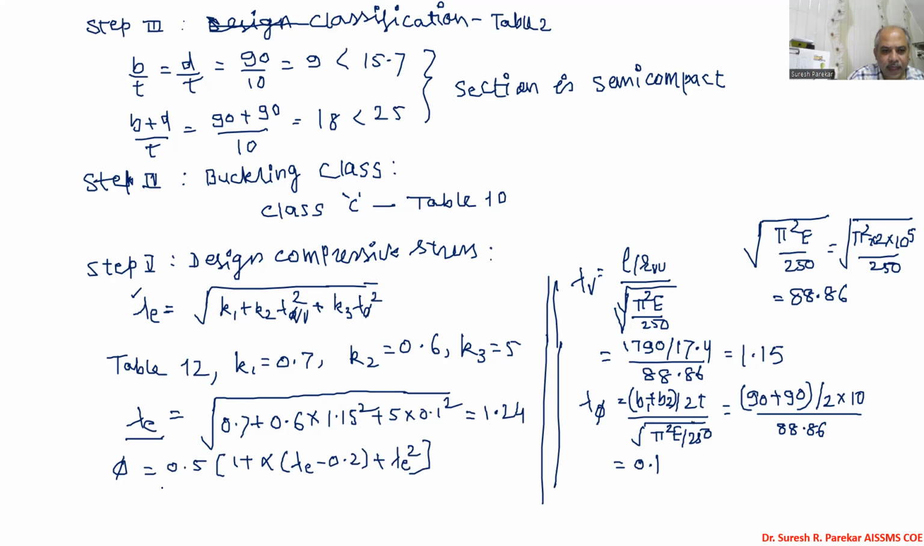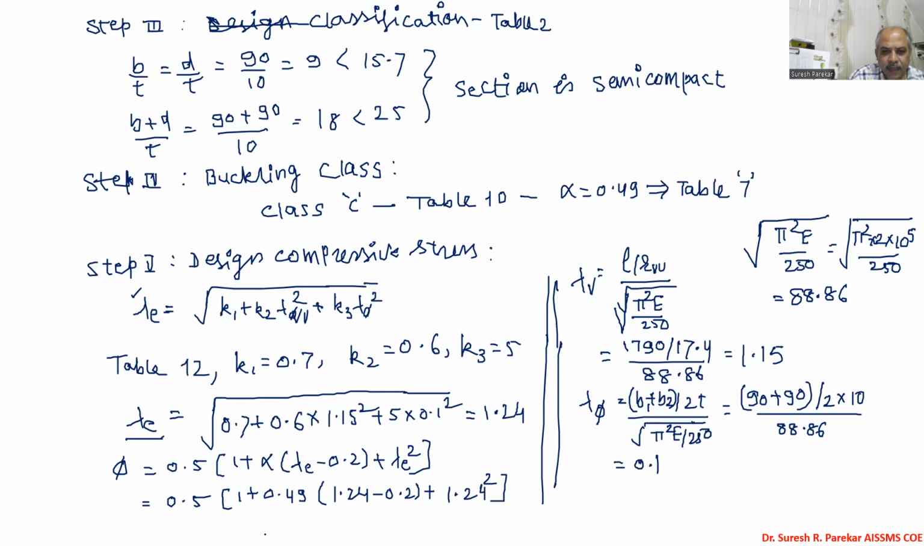From this we get 0.5 into 1 plus. Now for buckling class C, we have alpha 0.49, which is the imperfection factor from table 7. Then we have alpha 0.49 into (lambda E 1.24 minus 0.2) plus 1.24 square. Now calculate this value, which gives the value of phi, and I got that value as 1.52.